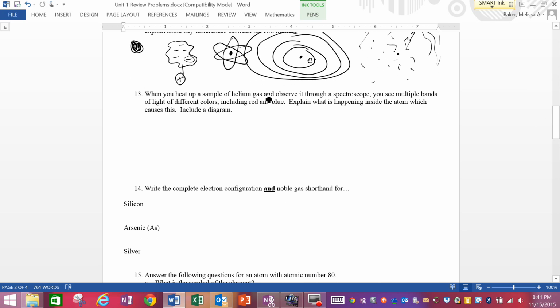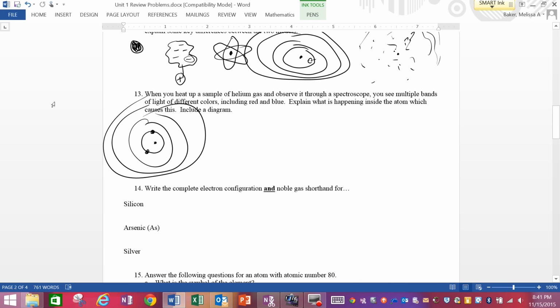Number 13, when you heat up a sample of helium and observe it through a spectroscope, you see multiple bands of light of different colors, including red and blue. What's happening inside the atom that causes this? Include a diagram. So first I'm going to draw a helium atom. It's got 2 electrons in that first shell, okay, and there are all these other shells. And when you heat it up, electrons jump up to higher energy shells, and what goes up must come down. When they fall back down because they were unstable, they release a photon of light.